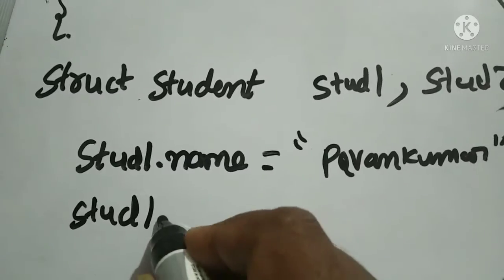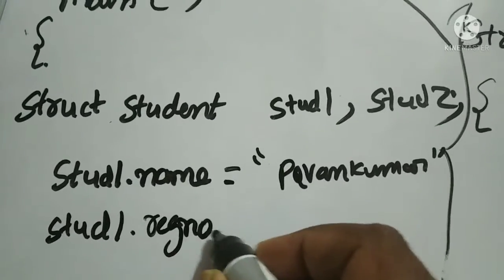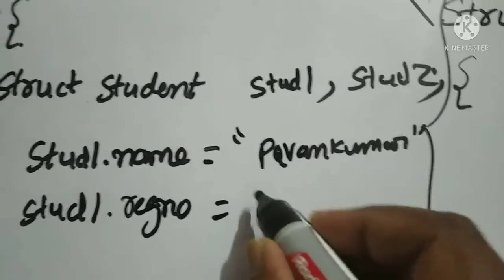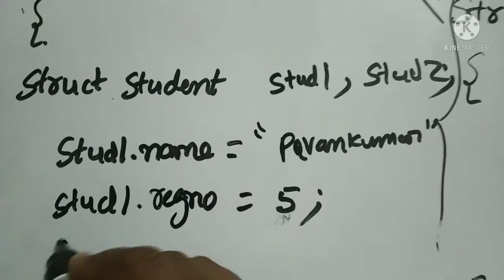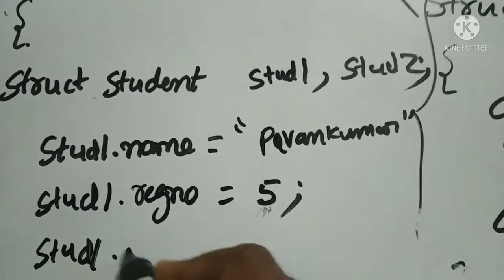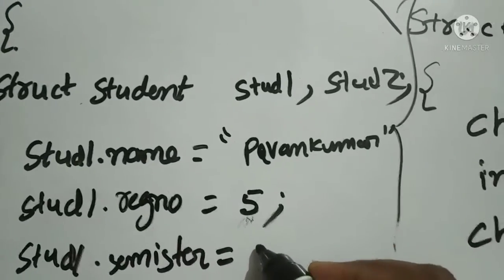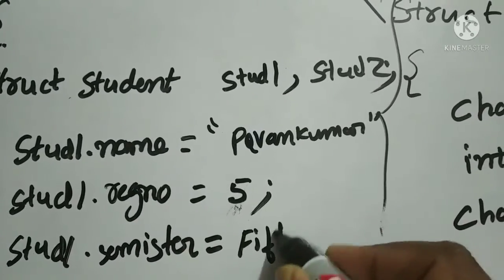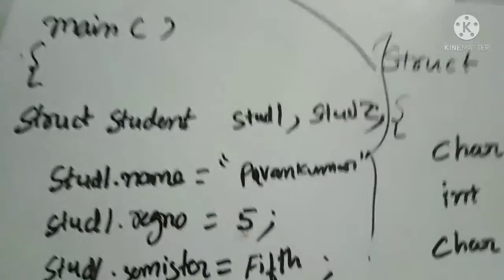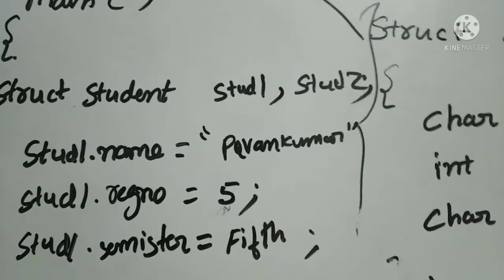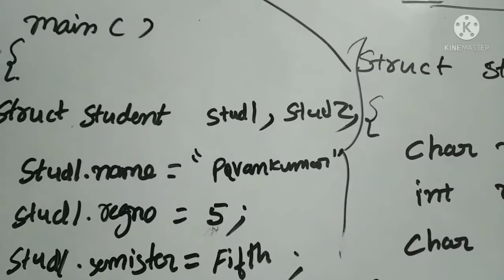For example, student 1's register number is equal to 05, or I cannot give 05 in C, so 5. Student 1 semester equals which semester he belongs to, for example 5th. Like this we can give, and the rest, whatever we want. If we want to print something, we can print here, or whatever operation we want to do.